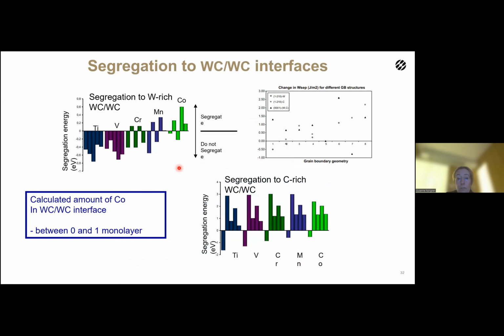So here in this graph, you can see on the top the willingness to segregate to a tungsten carbide grain boundary. And of course, there are several bars here, depending on the termination of the atoms and the boundary. But as you can see, cobalt wants to segregate. And here you can see that also manganese and chromium want to segregate among the materials we have done the calculation on in this case. Here you can also see the segregation energy for different materials.